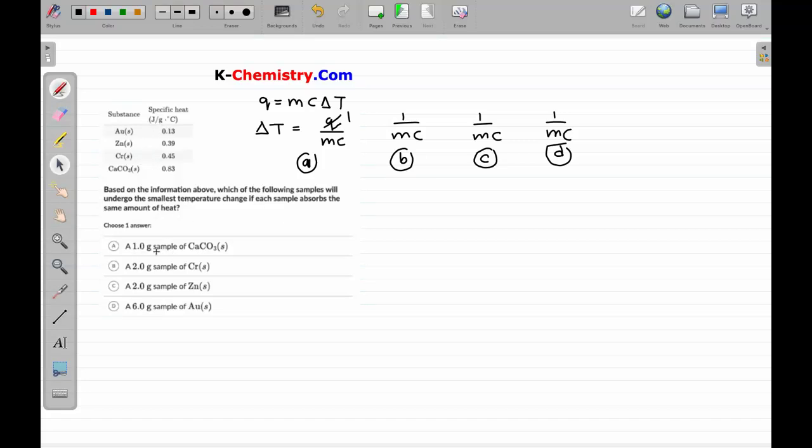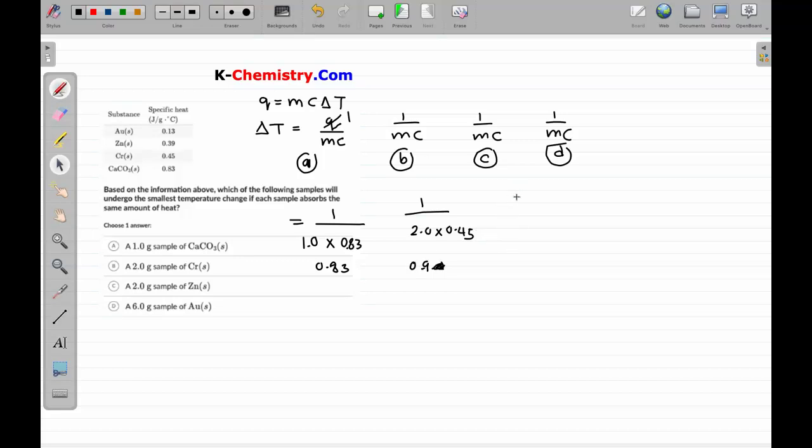No, the mass here is 1 gram of calcium carbonate, equal to 1 over 1 multiplied by the calcium carbonate 0.83, so that's equal to 0.83. And the second one, P is equal to 2 grams multiplied by chromium, which is 0.45, that's equal to 0.9.